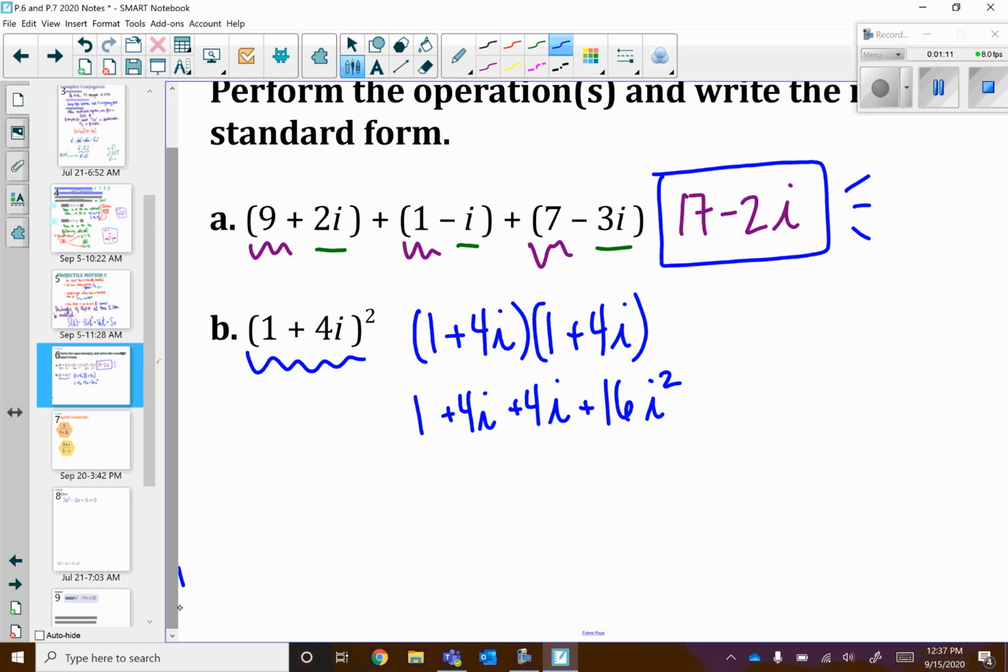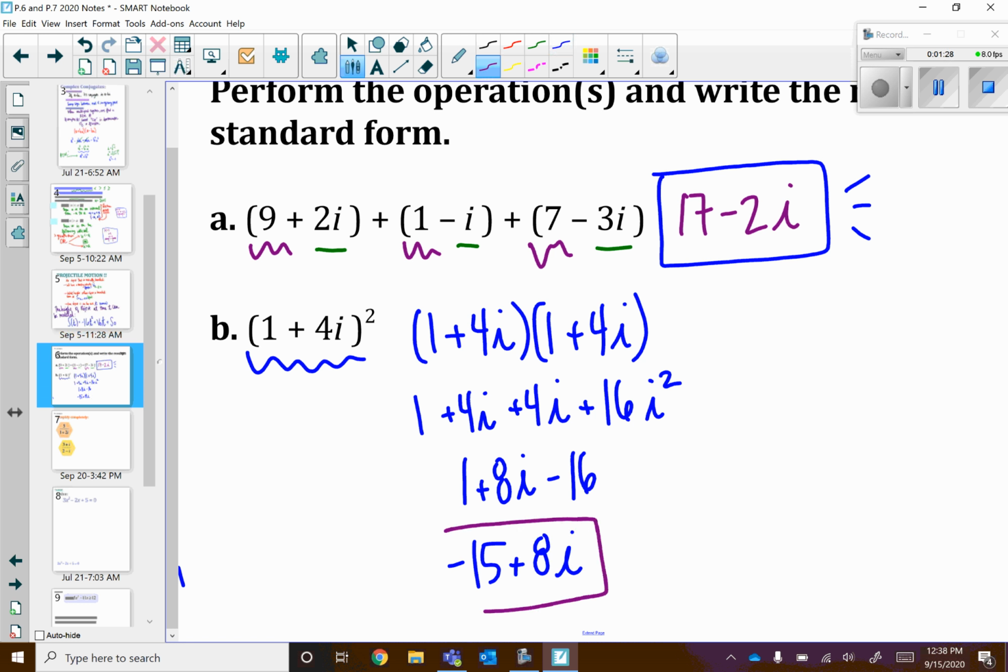Sorry. We have 1 plus 8i. I squared is really a negative 1, so this is actually minus 16. And last but not least, 1 minus 16 is a negative 15 plus 8i. Again, that is our final solution. Notice, just like the first, we have it in that standard form, which is a plus bi, where a is the real part, b is the imaginary.